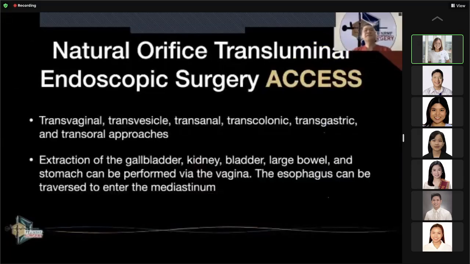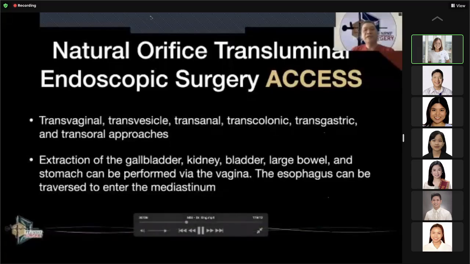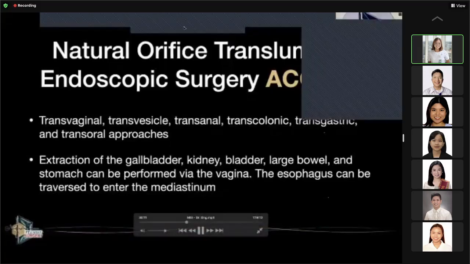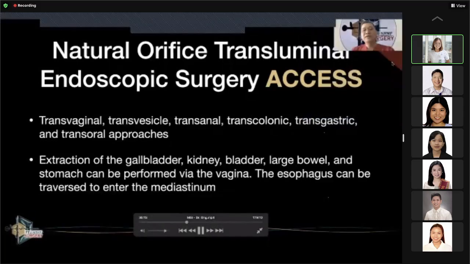Another is natural orifice transluminal endoscopic surgery access. This is what we call NOTES, in which the operator would access not the usual area, which is the umbilicus. Some use the oral cavity through the stomach. Some use the vagina, so transvaginal approach, in which you enter at the posterior fornix into the peritoneal cavity. So you can imagine how NOTES is being done.